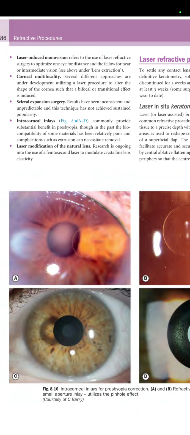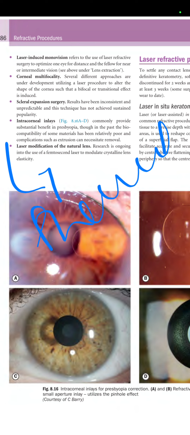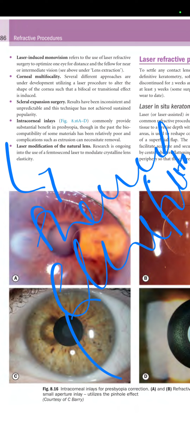Laser modification of the natural lens. Research is going on into the use of a femtosecond laser to modulate crystalline lens elasticity. So this is research basically to increase the elasticity of the lens so that the eye can accommodate.